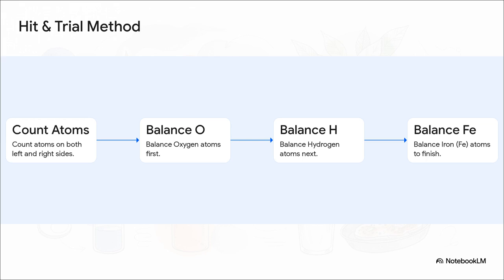First step, you count the atoms on both sides. Then you start multiplying the molecules to fix the biggest imbalances. Usually you start with oxygen, then move to hydrogen, and finally tackle iron. You just tweak those multipliers until the left and right sides are perfect atomic mirrors of each other. It's like a giant puzzle.